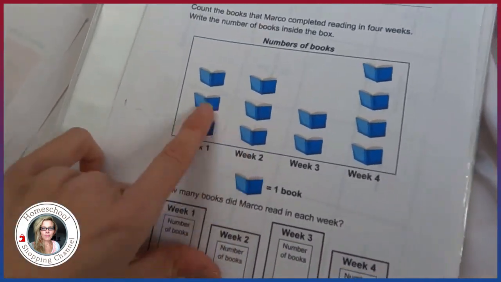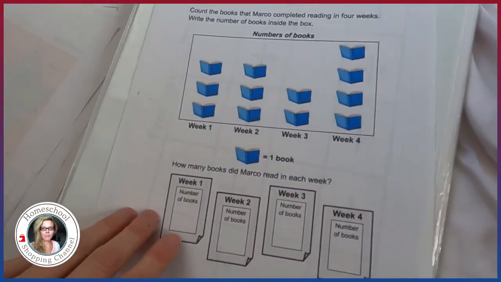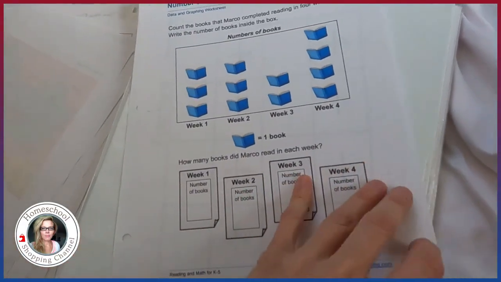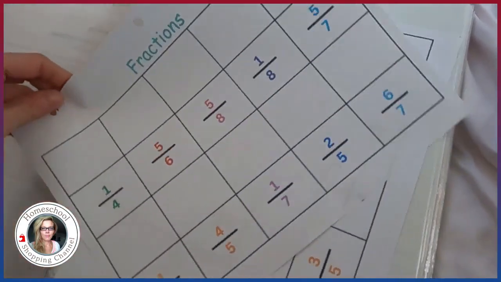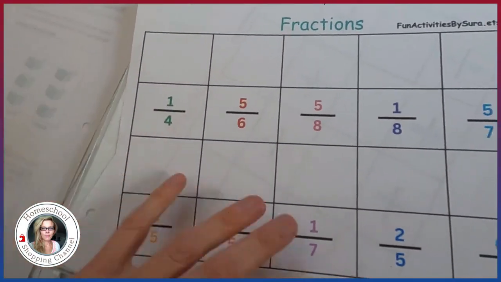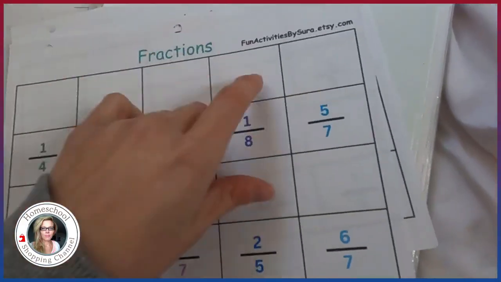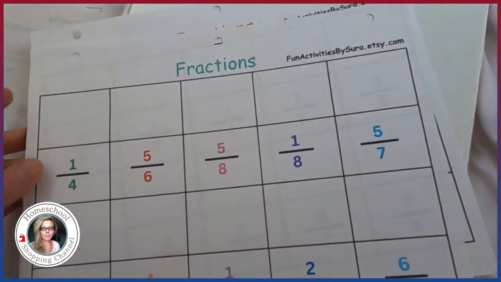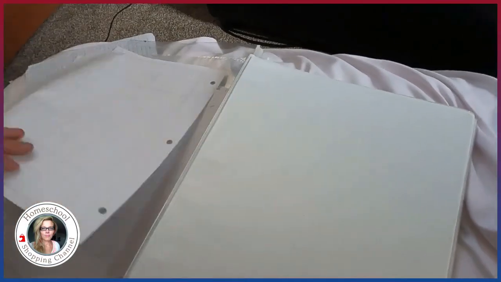So this was, we did some graphs, and again, I had them do it either orally or some of them we filled out. I had a lot more of this stuff, but yeah, and this was fractions, where you can draw the fraction if you wanted. I had them cut out, and this was from Fun Activities by Sura on Etsy, when I used to spend way too much money on Etsy. Yeah, and have them put it together.